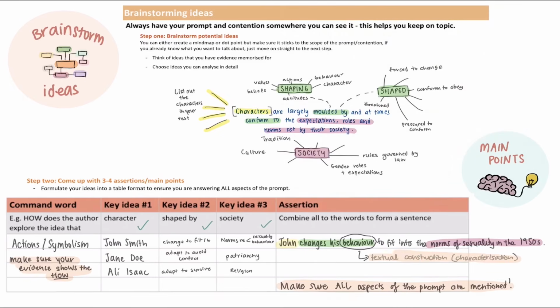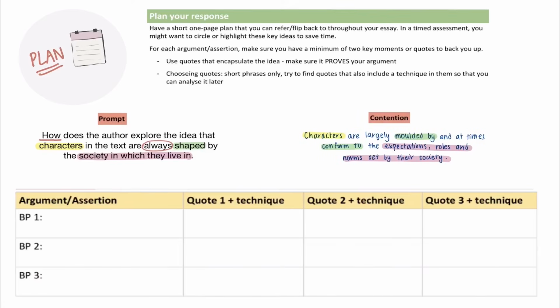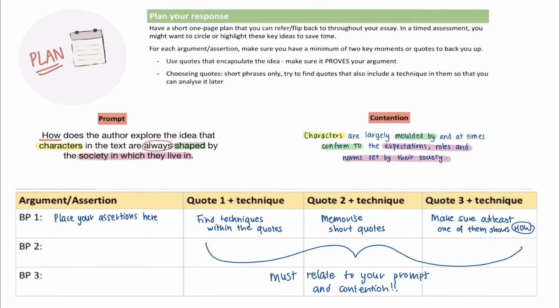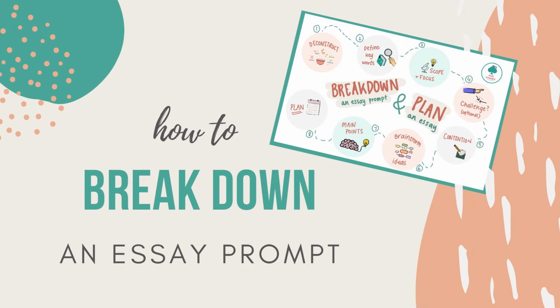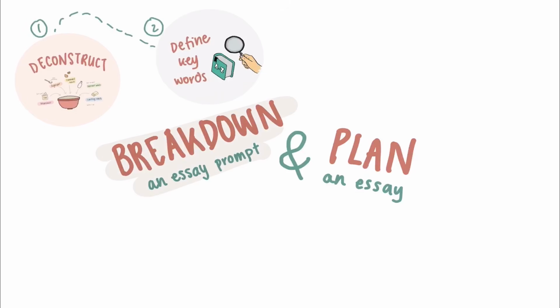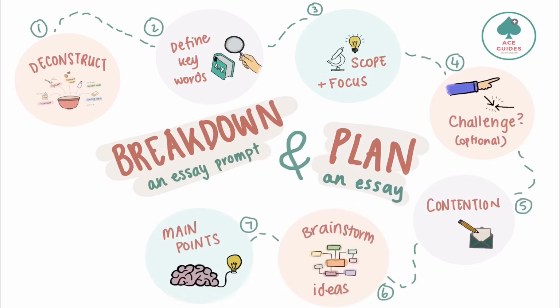Now you want to take those assertions and create a plan. For each argument or assertion, it's important to pick evidence that proves your point. Choose short quotes that you can easily memorize when it comes to timed assessments. You might also want to pick quotes that show an aspect of textual construction for easy analysis later. This prevents writer's block from happening in the middle of your essay. By breaking down the prompt and planning effectively, you can guarantee that your essay will directly address the prompts without going off topic. And there you have it. You are now ready to start writing your essay.